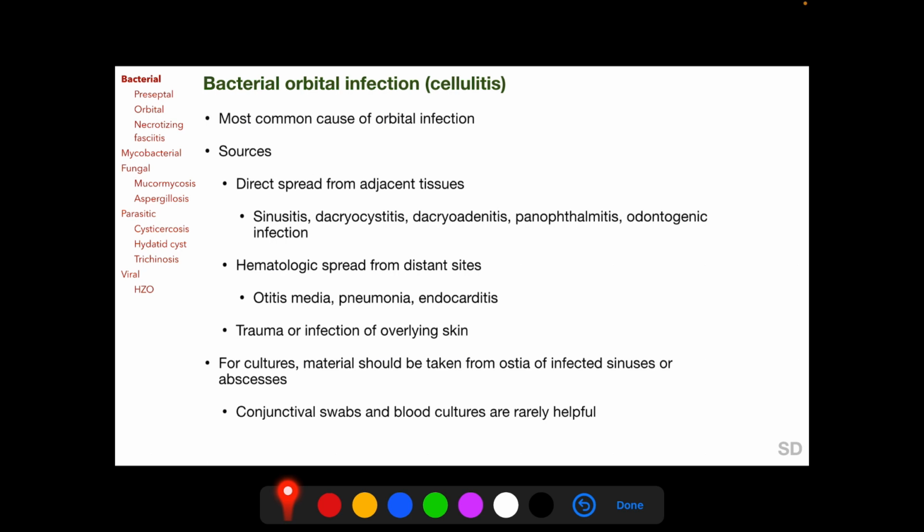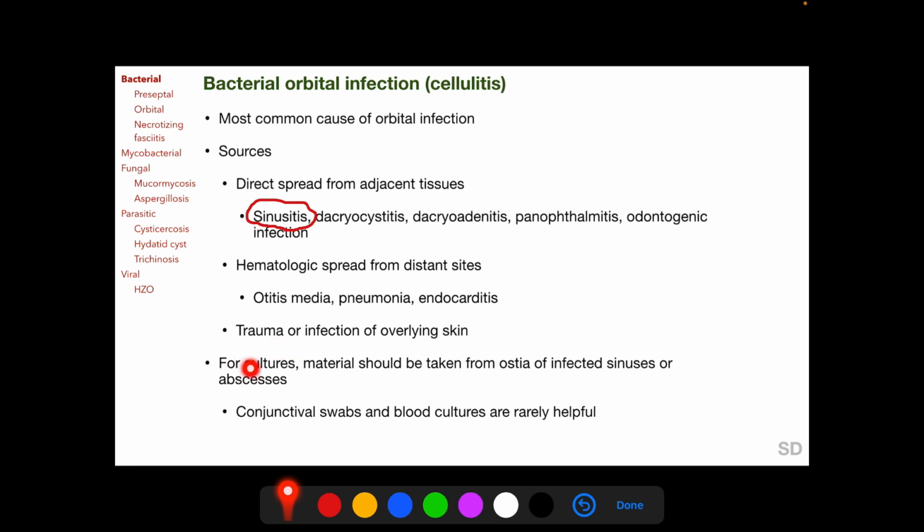Bacterial orbital infection or cellulitis is the most common cause of orbital infection, and the orbit can get infected from direct spread from adjacent tissues, out of which sinus is the most important. So apart from sinusitis, orbital infection can arise from dacrocystitis, dacroadenitis of the lacrimal gland, panophthalmitis, and odontogenic infection from teeth. Hematologic spread from distant sites of infection such as otitis media, pneumonia, and endocarditis can also involve the orbit, and trauma or infection of the overlying skin can also involve the underlying orbit.